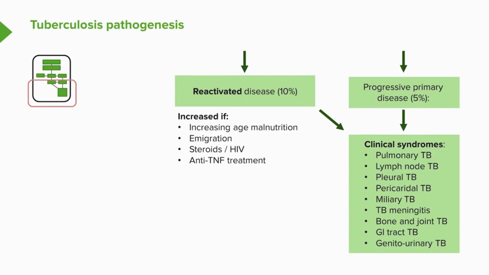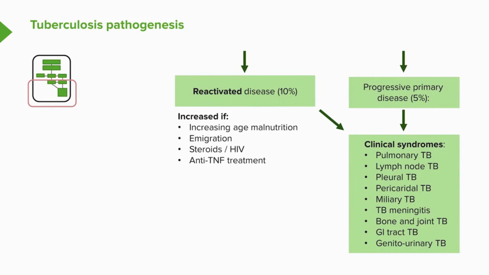Reactivation is more likely to occur when immune surveillance against the bacteria is weakened. So as you get older, your immune response becomes weaker. If you are malnourished, your immune response also becomes weaker, and that may allow the bacteria to reactivate. And there are drugs that we can give people that may allow reactivation as well: corticosteroids and anti-tumor necrosis factor treatment specifically make you much more likely to reactivate latent tuberculosis.